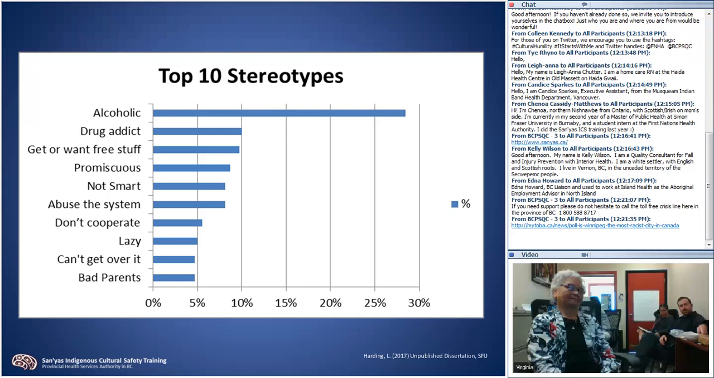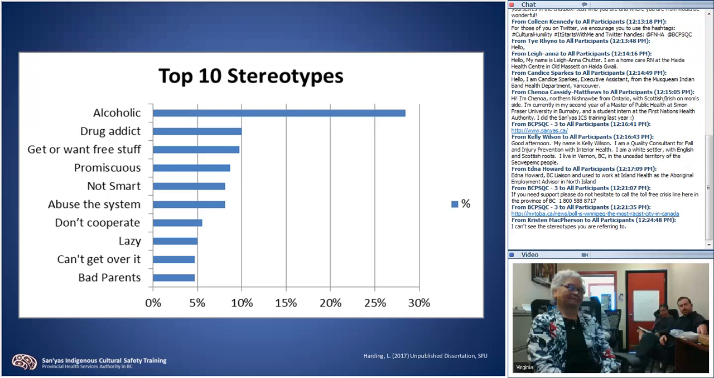These are the top 10 stereotypes that I saw in the data. Some of these may be familiar to you. The stereotype that Indigenous people are, in quotes, "drunk or alcoholic" is the most common, and these have a potential for a great amount of harm. The stereotype that Indigenous people are all, quote, "addicted or drug-seeking," unquote, is also very common.